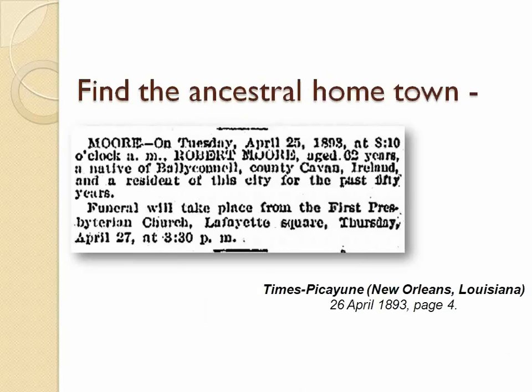So other basic clues that you get, just like you did in this previous obituary that told us where the person was born, these can be terrific clues in some of the newspapers. This happens to be in 1893, New Orleans Times-Picayune. And so here you have Robert Moore, gave us his birth date, the date of his death, and the time, and interestingly enough, tells you that he was a native of Ballyconnell in County Cavan, Ireland, that he'd been a resident of the city for the past 50 years.